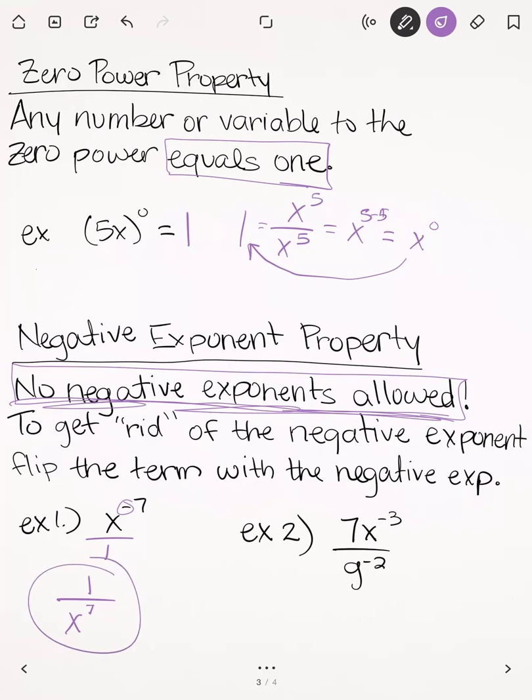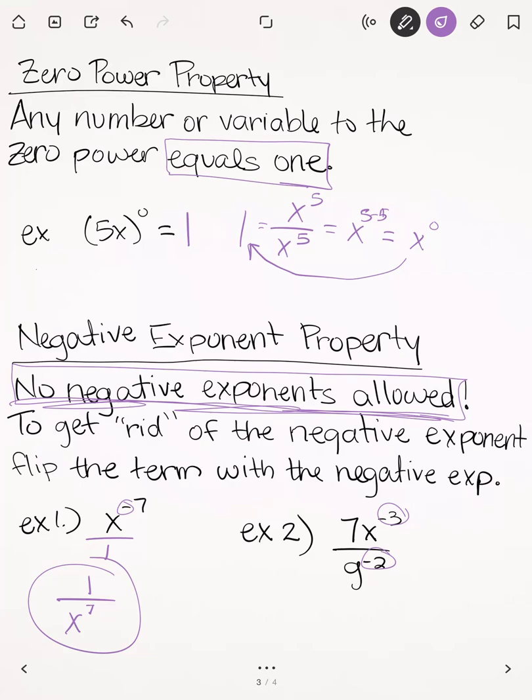Example 2, though, is a little more tricky. We have 7x to the negative 3rd power divided by g to the negative 2nd power. Well, if I look, the x term has a negative exponent. The g term has a negative exponent, but that 7 does not, so we're not messing with the 7. Leave the 7 alone. It's not being bothered by anything.